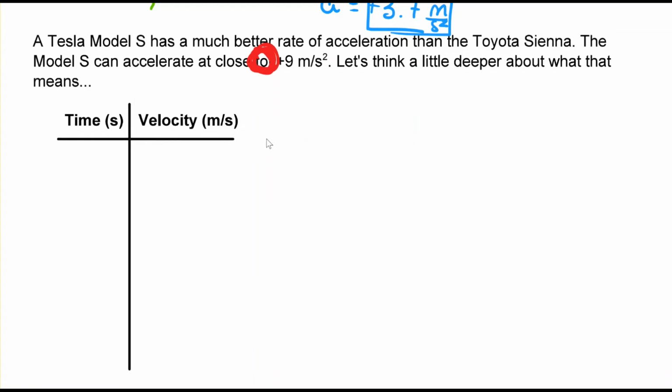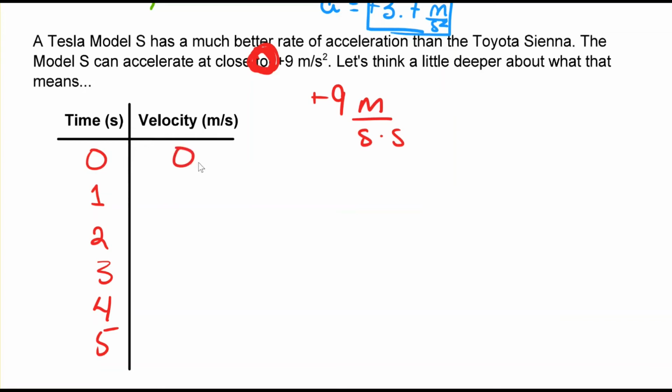What we're going to do is map out what this car is doing at a bunch of different times. So at 0 seconds, at 1 second, at 2 seconds, at 3 seconds, at 4 seconds, at 5 seconds, and so on. If we have a rate of acceleration of positive 9 meters per second every second, what that means is every single second, we're gaining 9 meters per second. Our speed is increasing by 9 meters per second. So at a time of 0, we're going 0 meters per second. Hopefully that makes sense. We're starting at rest.